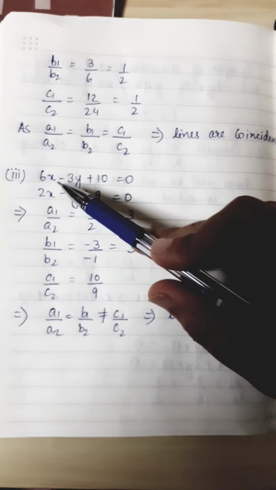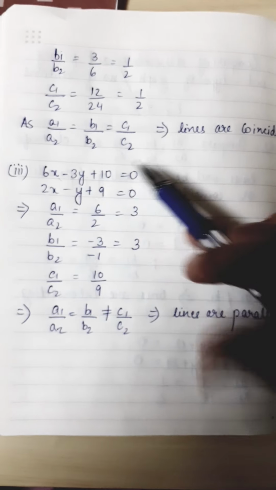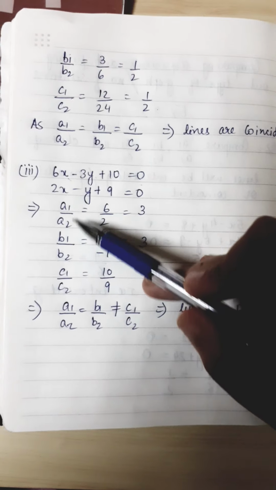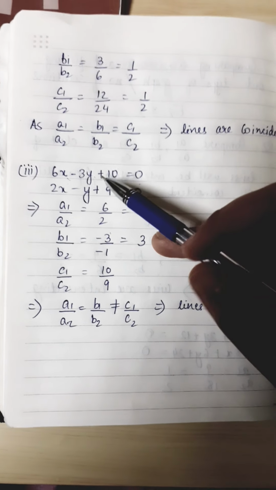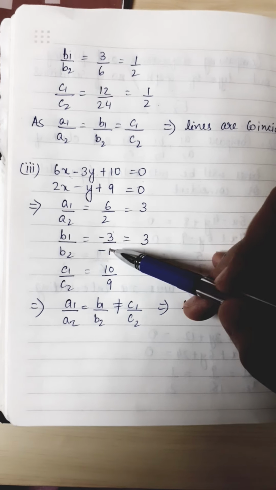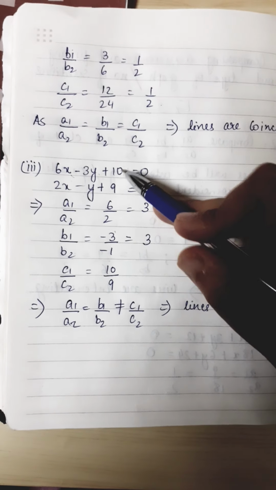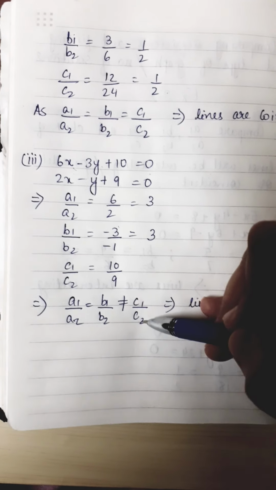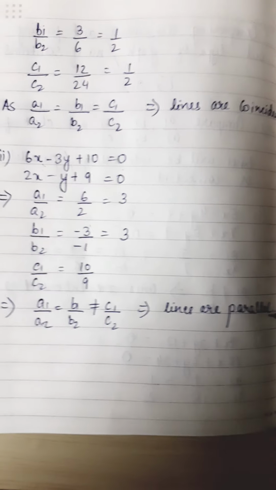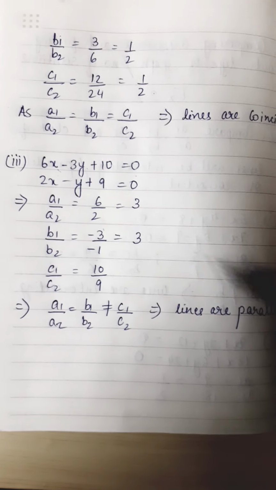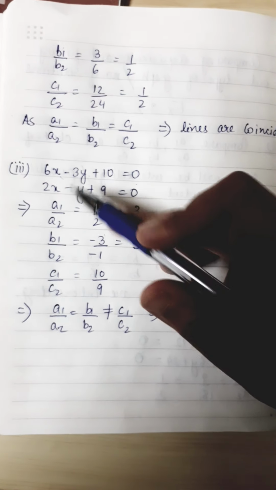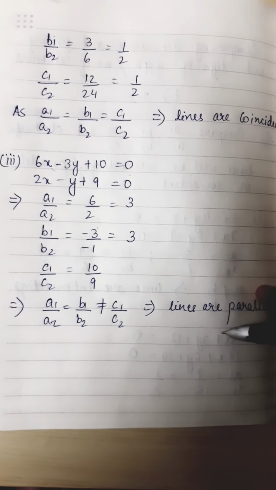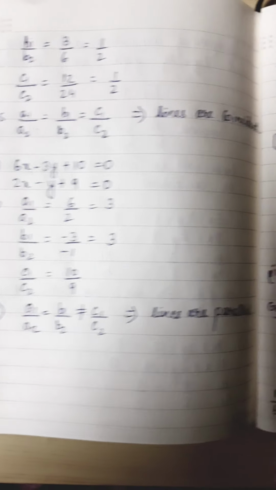In the third set of equations, 6x minus 3y plus 10 equal to 0, 2x minus y plus 9 equal to 0. Here a1 by a2 is 6 by 2, which is 3. b1 by b2 is minus 3 by minus 1, which is also 3. c1 by c2 is 10 by 9. So a1 by a2 and b1 by b2 are equal, but they are not equal to c1 by c2. So the lines will be parallel. This is how you will compare the ratios of the coefficients of x and y and the constant term, and you can find out the type of graph or what type of lines it will be.